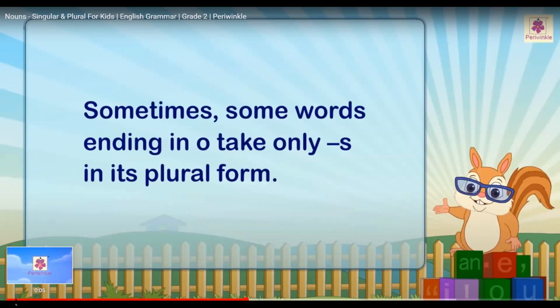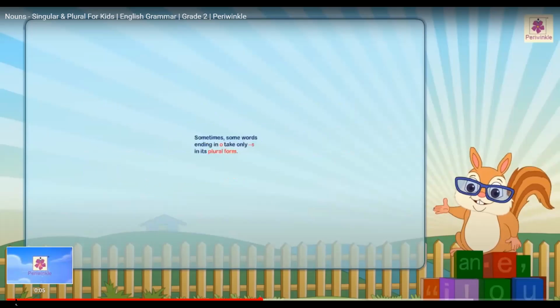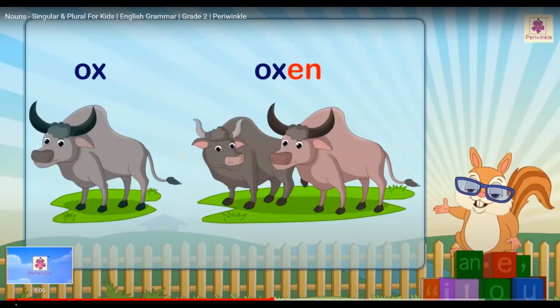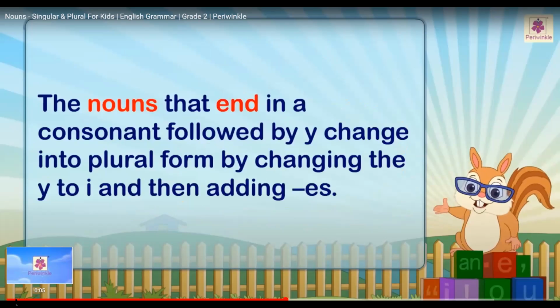Sometimes some words ending in O take only S in the plural form. You should remember this. Now just see piano; we are adding just S here. Ox, oxen. See, there are some exceptions here. Ox, oxen. Okay, so there is no rule for that.